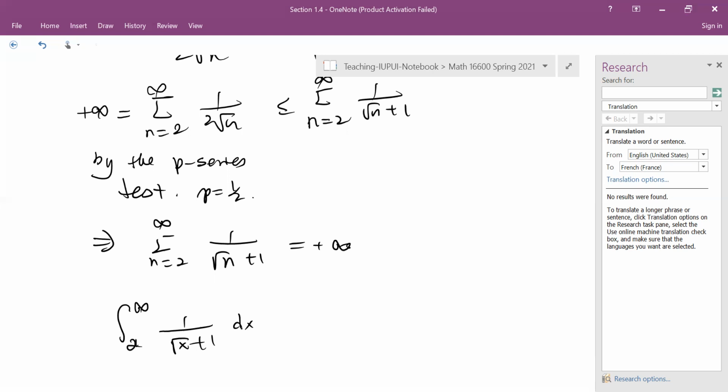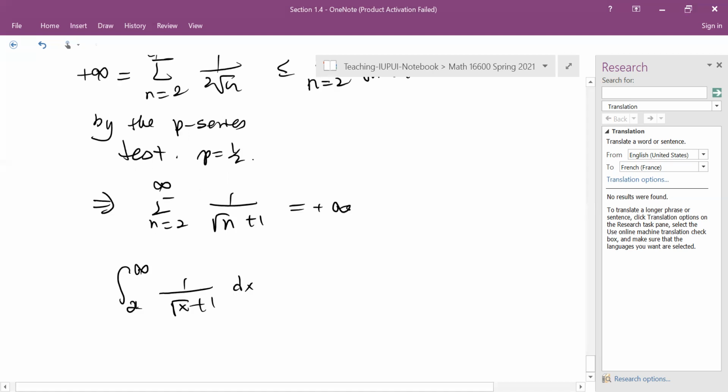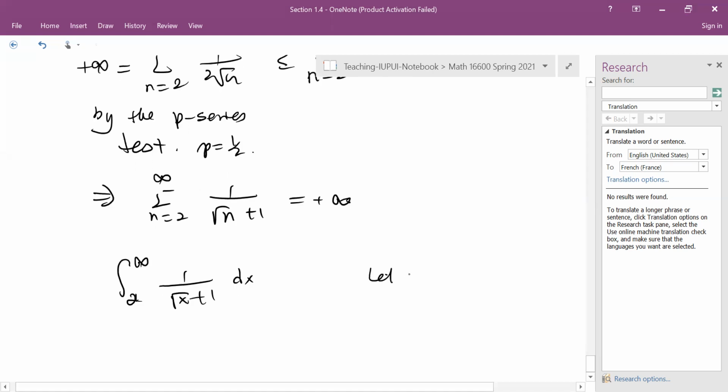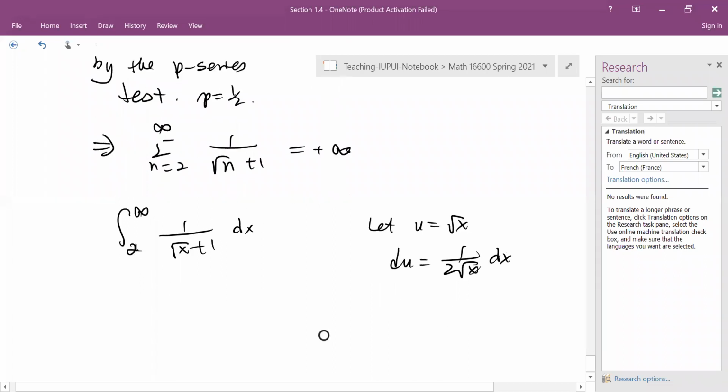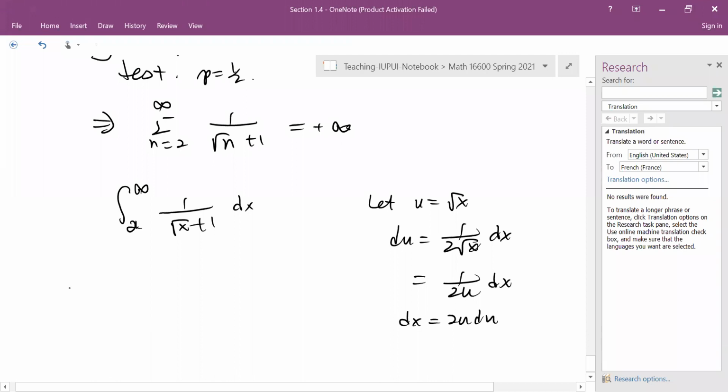Maybe you can use a substitution, right? Possibly. Let's try. I let u be the square root of x. Possible, right? So du equals, and that is going to be 2u dx, right? So dx is 2u du. Not too bad, right? Yeah, I said 2 earlier.